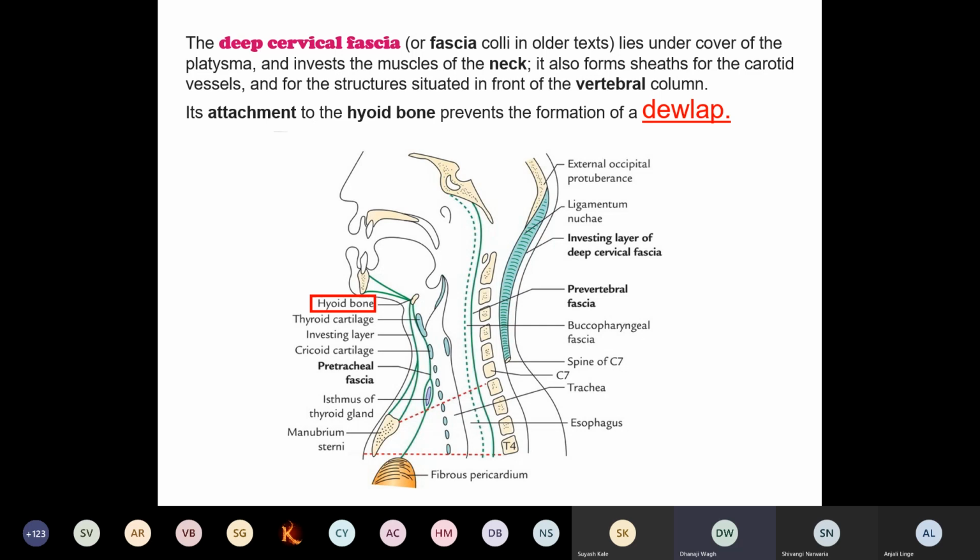Now you can see the attachment of the deep cervical fascia, or in older texts the word is fascia colli, which lies under the cover of the platysma, and it also forms the sheaths for the carotid vessels and for the structures situated in front of the vertebral column. The attachment of this deep cervical fascia to the hyoid bone prevents the formation of the dewlap. The dewlap is a condition where the skin overhangs in front of the neck.